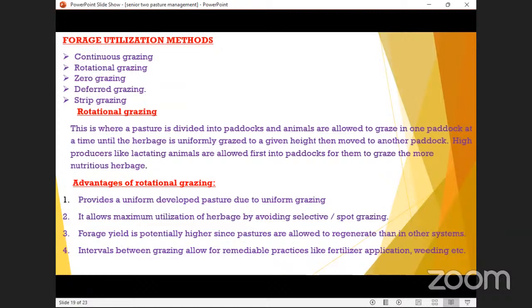So then, forage utilization. Forage can be used in different ways. We have continuous grazing, rotational grazing, zero grazing, deferred grazing, strip grazing. We shall start from here next time when we meet, when we go into detail on different ways of utilizing this pasture. We may stop here for today, and we shall start from there next time.